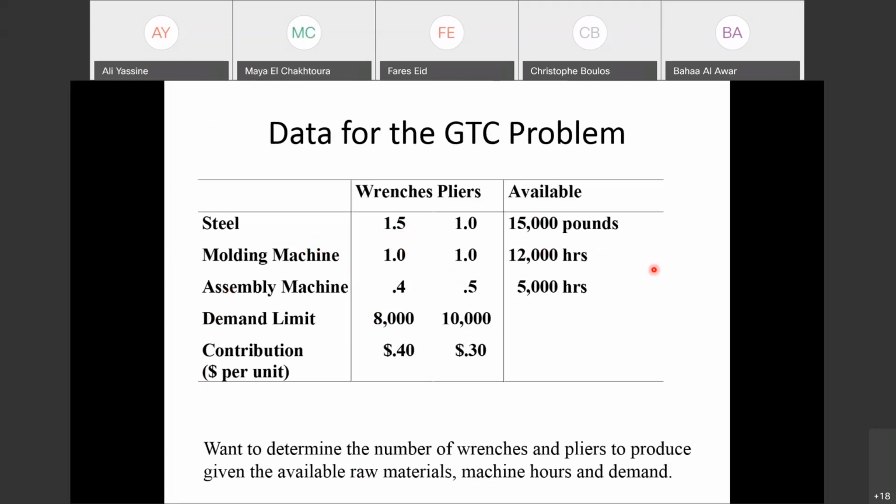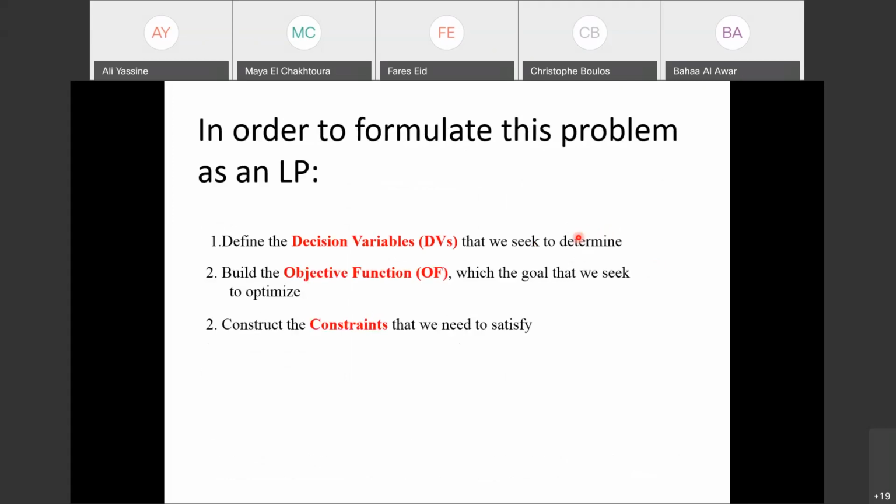1.5 W, that's the amount of pounds of steel utilized or used. Is this the total amount of steel used in this problem? No, you have to add pliers. For the pliers. Okay, the total amount of steel used is 1.5 W plus 1 P. So whatever I do, I should not exceed this 15,000. And that's the idea of what I call constraints.